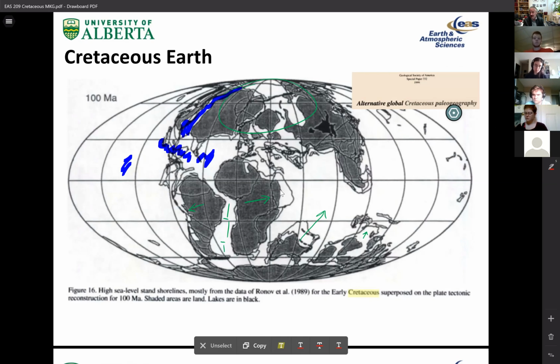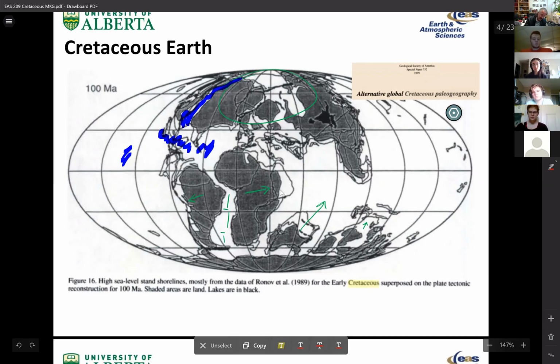Those are the types of questions that they like to answer by looking at populations of ancient animals as opposed to specific individuals.